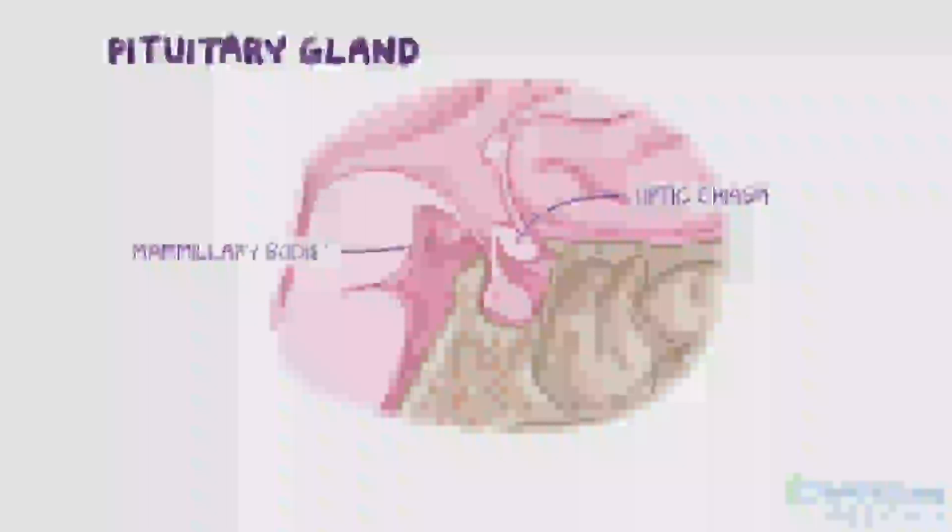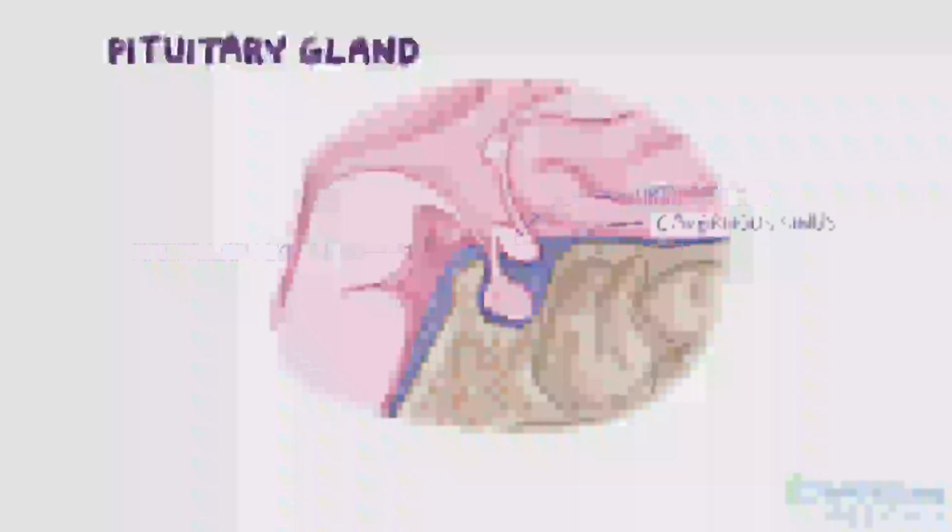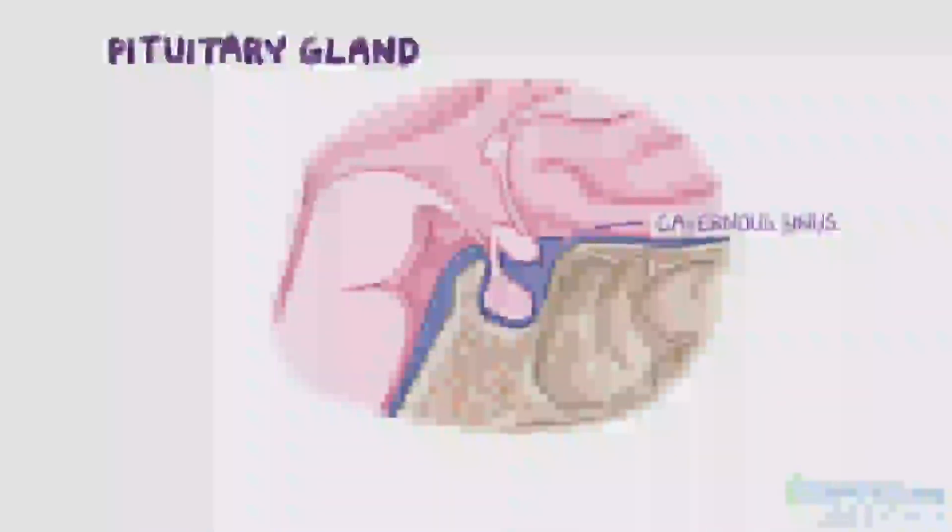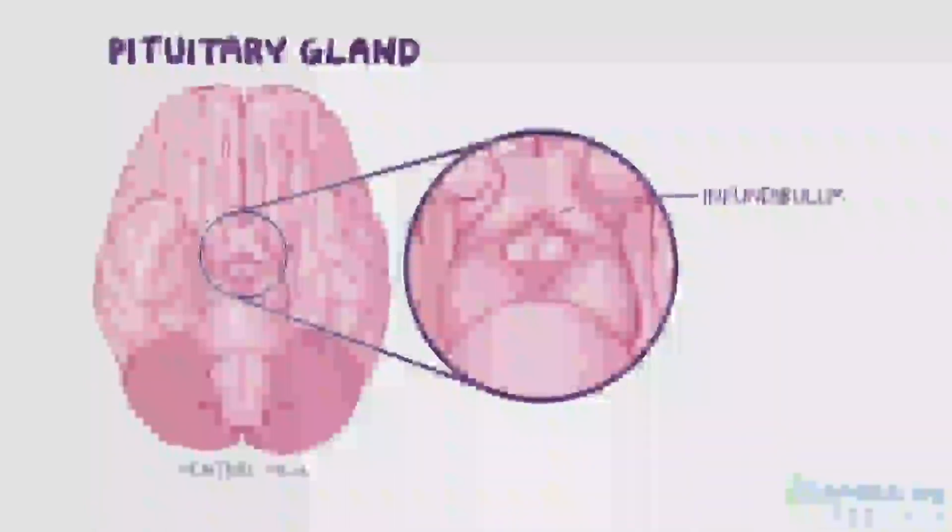Anterior to the pituitary gland, there's the optic chiasm, while posterior to it, there are the mammillary bodies. The pituitary gland is closely related to the cavernous sinuses, which almost enclose the pituitary gland on each side. If we switch to the ventral side of the brain, we can see the infundibulum sitting between the optic chiasm anteriorly and the mammillary bodies posteriorly.